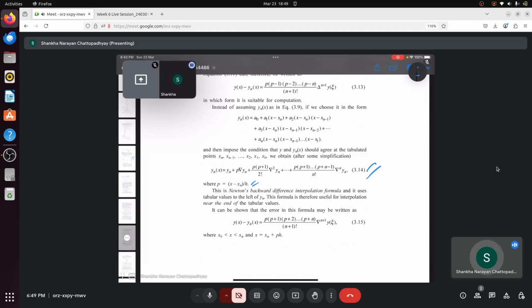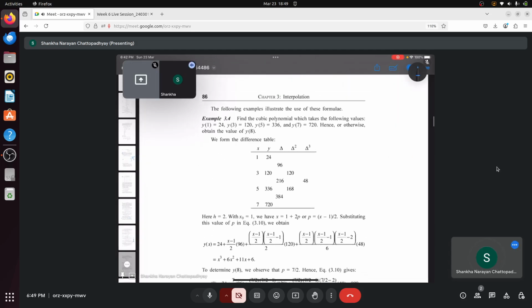So forward difference and backward difference, why do we need to learn these two things? First of all, forward is useful if your x lies near x0, and backward is useful if it is nearer to xn, then you construct the difference table with respect to xn.